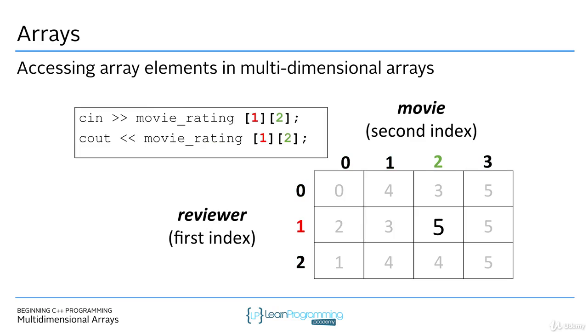Accessing the specific movie rating is easy. I can ask the user to enter a movie rating as an integer and store it in movie rating sub1 sub2. Suppose the user enters 5. This would update that specific element in the array. I can also display that element to the console using the same syntax.